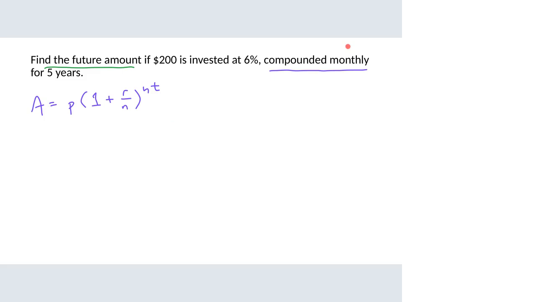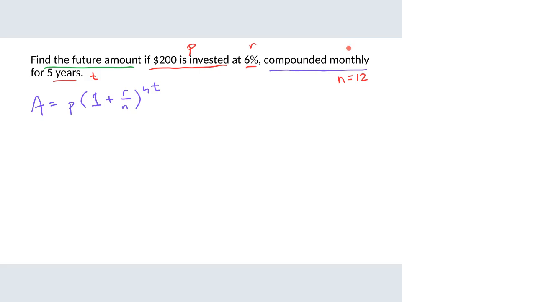Let's see. If $200 is invested, so that's our principal, 6%, so that's our rate, compounded monthly, that means N is going to equal 12, and 5 years, so that's our time. So we know P, R, N, and T. We have everything we need to plug into this formula, and then we'll simplify it to figure out the future amount.